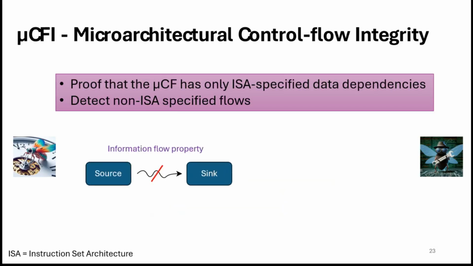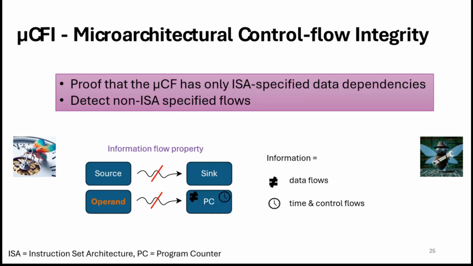So that's an information flow property. An information flow property in general is expressed like this. You have a source and a sink, and you want to verify that there is never an information flow from a source to the sink. Information means in this case data flow, timing flows, control flows, everything in the RTL. And in our case, the flow from operand to program counter should not exist, except if the ISA allows it.